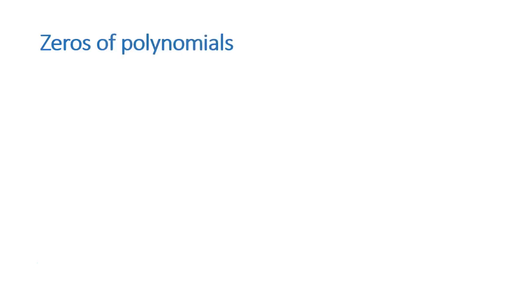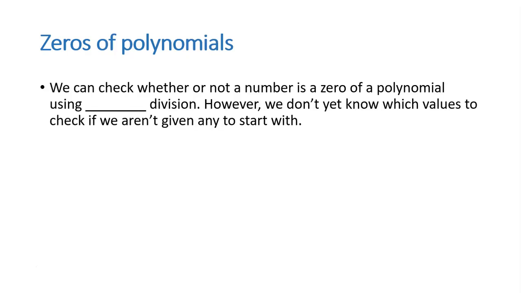So to find our zeros when we can't factor, one of the easiest and fastest techniques to use is synthetic division. We can check whether or not a number is a zero of a polynomial using synthetic division. However, we don't yet know which values to check if we aren't given any to start with.